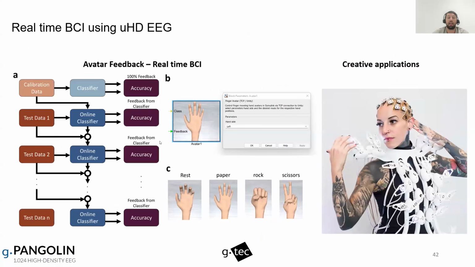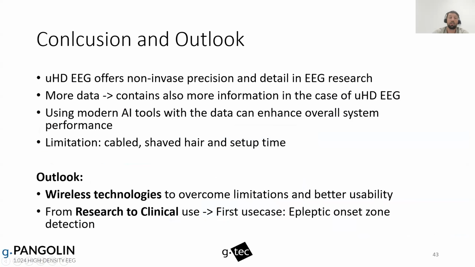Also, it can be applied for real-time BCI applications with avatar feedback. For example, we did a study with hand gestures, and also for creative applications. For example, we did the Pangolin Scales project, where we interacted with this LED and motor animatronic dress with our BCI system.